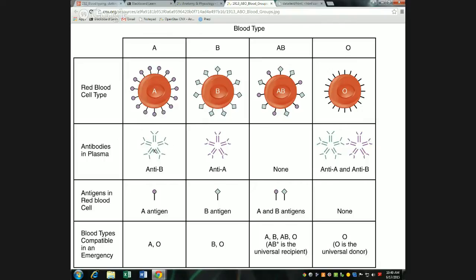Antibodies are a part of your immune system that reacts to antigens. If you have type A blood, you're going to have in your plasma antibodies against type B blood, or the anti-B antibody. Okay. If you have type B blood, you're going to have the antibody against type A. If you have type AB blood, you're going to have neither antibody. If you have type O blood, you're going to have both antibodies.